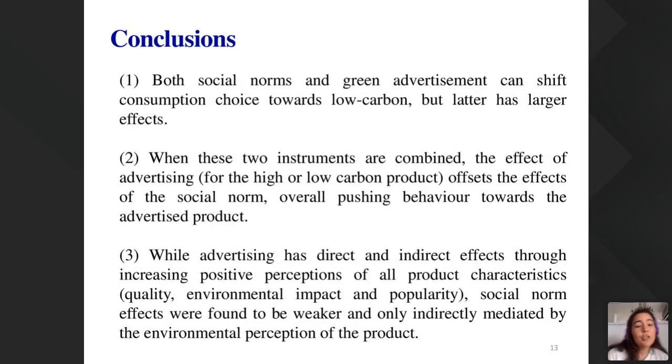So I come to the conclusions. At first, we see both social norms and green advertisement can shift consumption towards low carbon. But then when we combine these two instruments, we saw that the effect of advertising offsets the effect of the social norm. So what advertising would do is push behavior towards what is advertised, independent of the norm. And finally, we saw that advertising has direct and indirect effects through increasing positive perceptions of all product characteristics, while social norm effects are weaker and only indirectly mediated by environmental perception of the product.